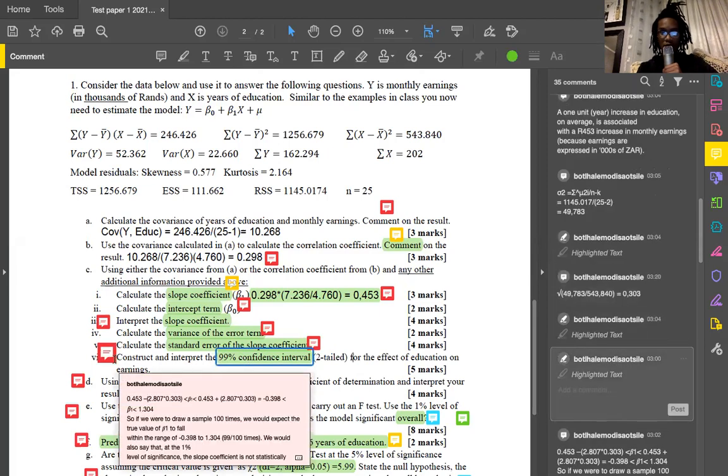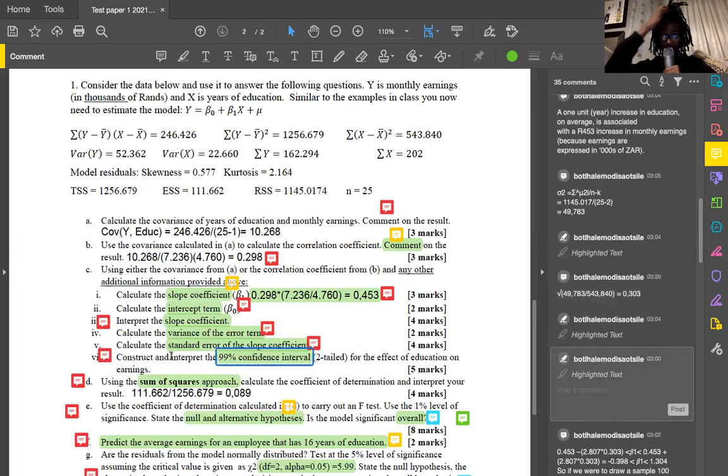You should know how the formula looks by now. I'll just show you again the confidence interval formula.